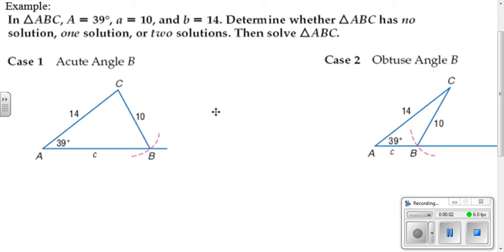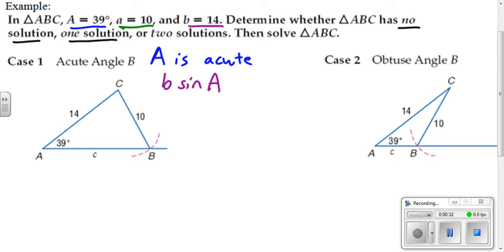In our last piece of the 13.4 puzzle, we are asked to solve for the triangle ABC, which says that angle A is 39 degrees. So we know right off the bat A is acute, i.e. less than 90 degrees. So we need to find B times sine of angle A. Our B is 14 and our leg A is 10. We need to determine whether or not it has no solutions, one solution or two solutions, then solve it.